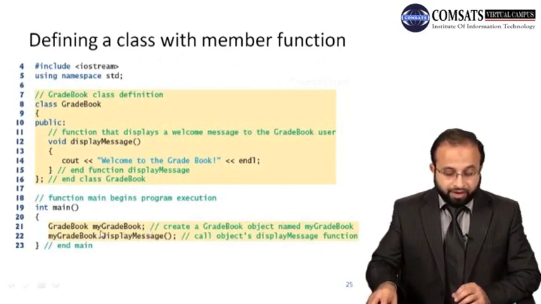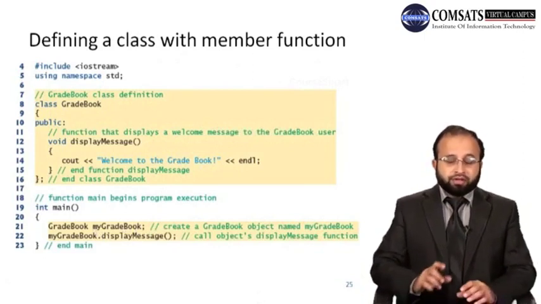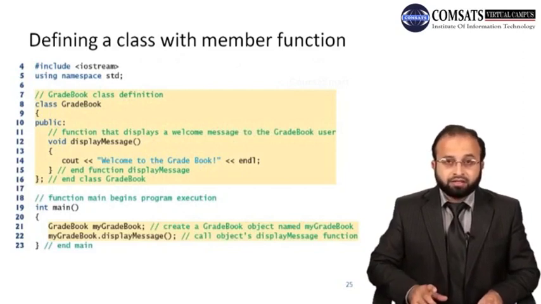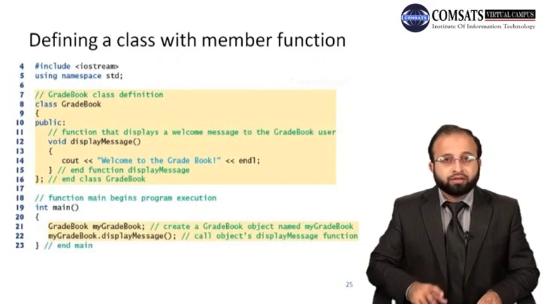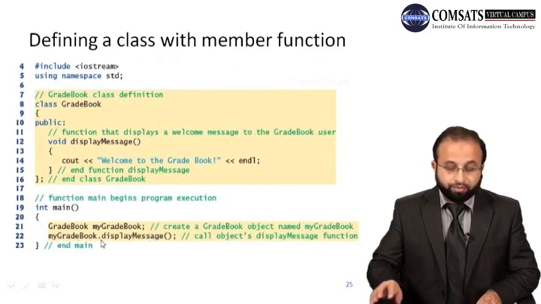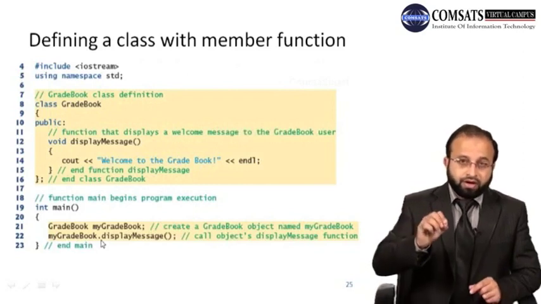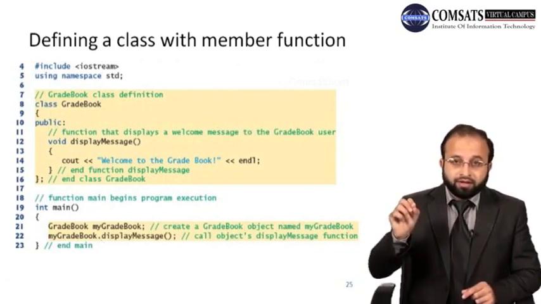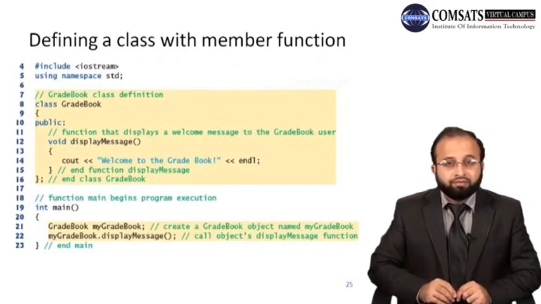So this creates a gradebook object named my gradebook. As I told you before, all the public functions of the class that are defined inside the definition of the class are accessible outside the class through the object of that class. Through the object means that you are calling the display message function with the object my gradebook using a dot operator.